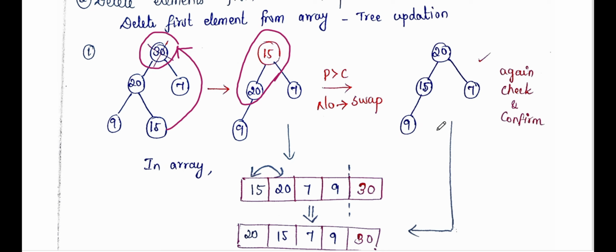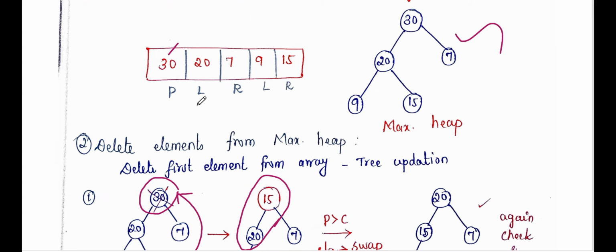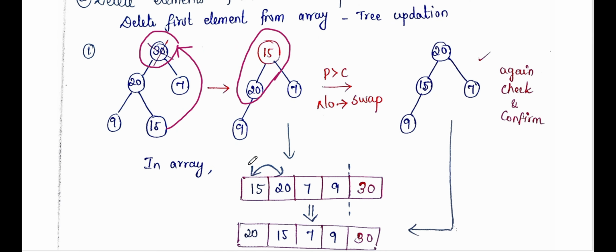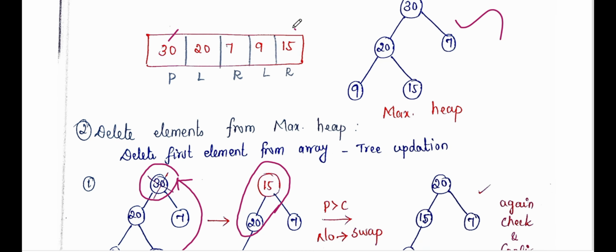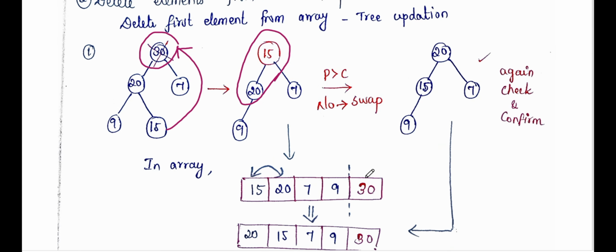Okay, so in the array, we insert 15 at 30. Remove 30 from the first position and insert 15 in this position, and the last position will be empty now, right? Then add the deleted element in the last position of the array, because the 15 is moved from here to there, right? Then this position is empty, so the deleted element will be inserted in this position.